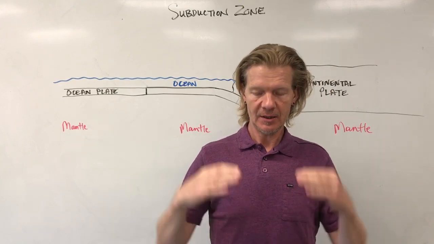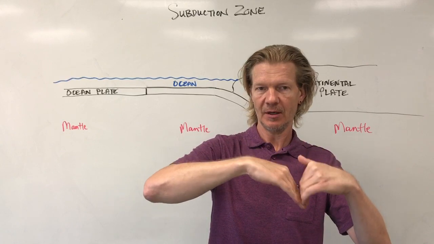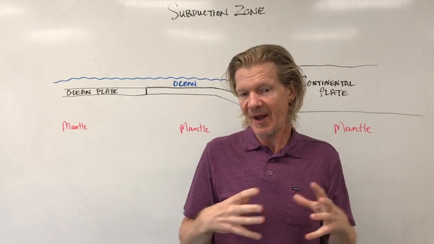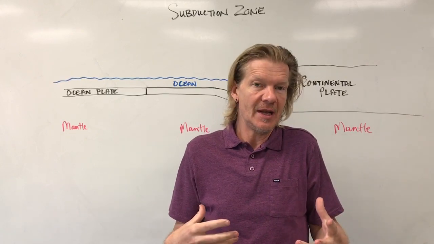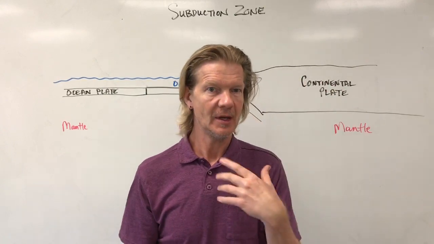So you get melting on what's called the leading edge of this oceanic plate down here. And as it melts, it expands, and there's already no room for it to be down there. So it finds its way to the surface and erupts. Now I'm going to back up a little bit and walk you through this.